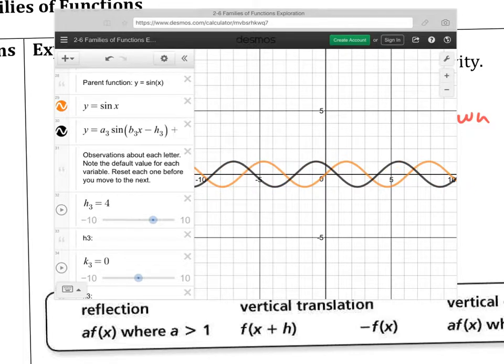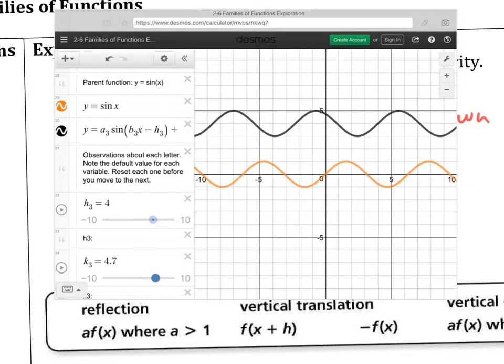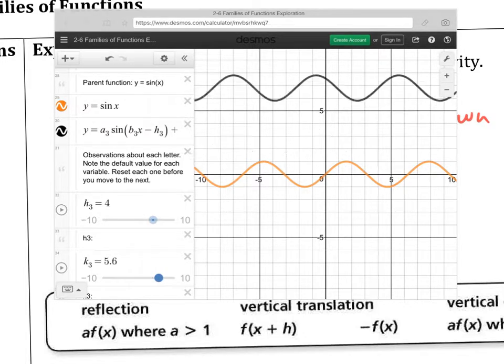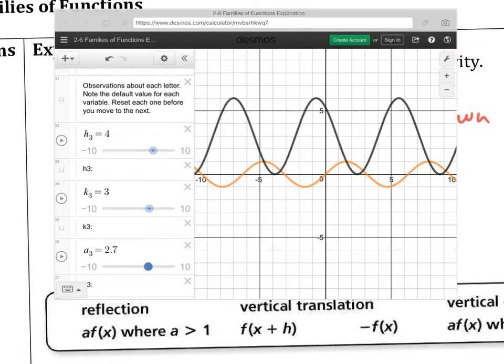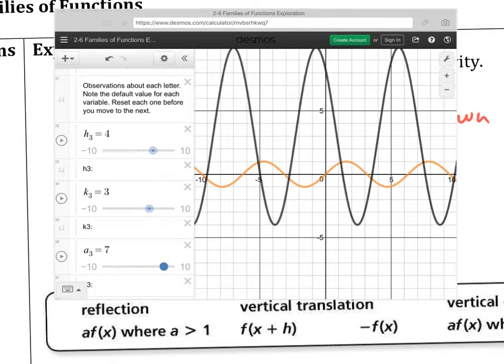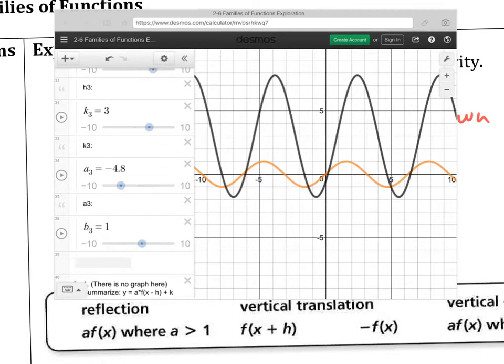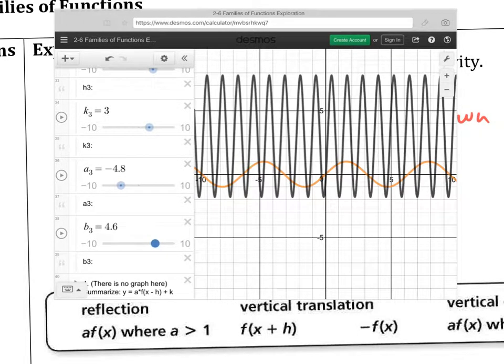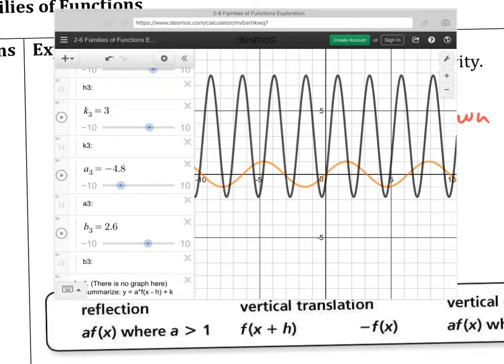All right, and as I adjust the k, which I'm adding on the outside, it just moves it up or down. And continuing on, as I adjust the a, which is the multiplication part, it just makes it larger or squashes it down to smaller or flips it upside down. There's one more here, b. What b does is adjust whether it's going to be tighter or not. We're not going to touch b very much.